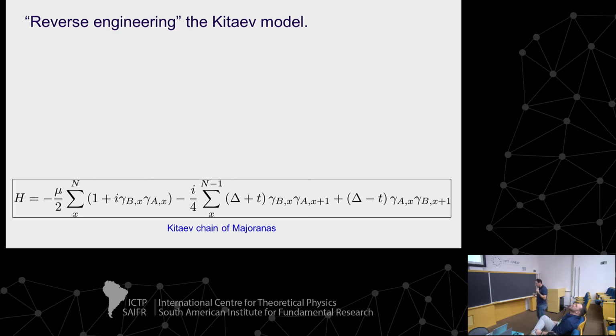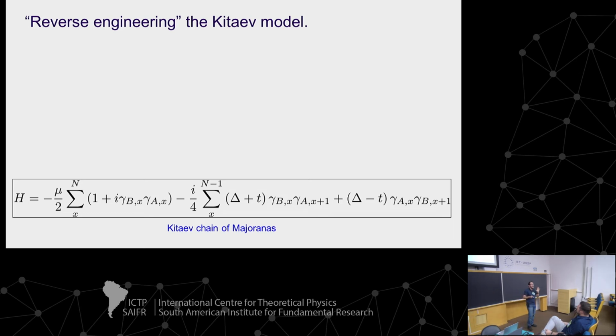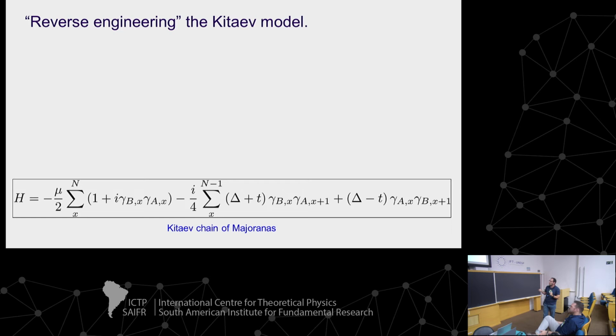So let me give you a hint of what we're doing here. And perhaps that's precisely the path that Kitaev took over 20 years ago. So he reverse engineered the model. I'm not going to go into that, but this chain of Majoranas was already known, and these topological properties were essentially already known at the time when he wrote the paper.